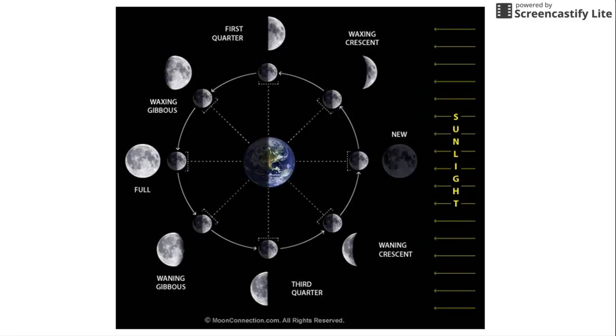Then you have the waning gibbous. The waning is getting smaller. The third quarter, which is another half moon, but the other side of it from the first quarter. And then the waning crescent, still getting smaller, going on to the new moon. All of this has to do with the angle at which you see the moon and the sunlight coming in.